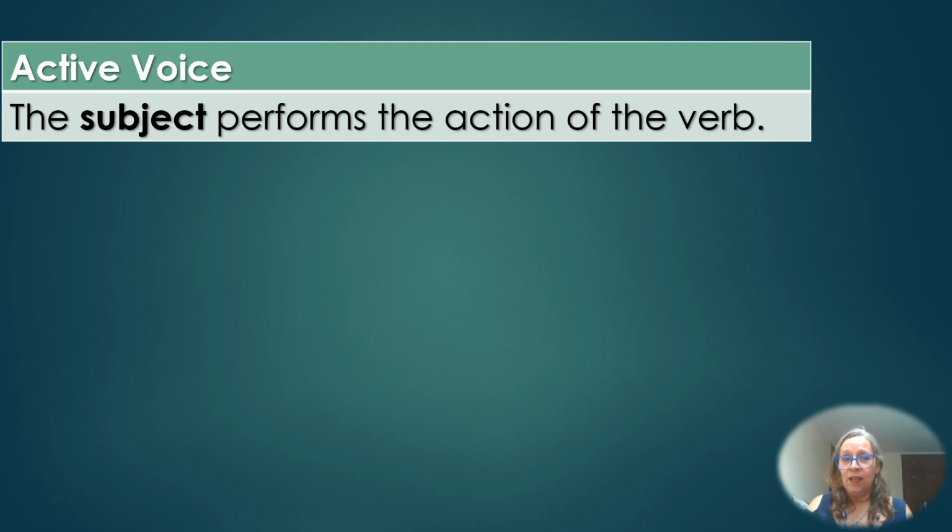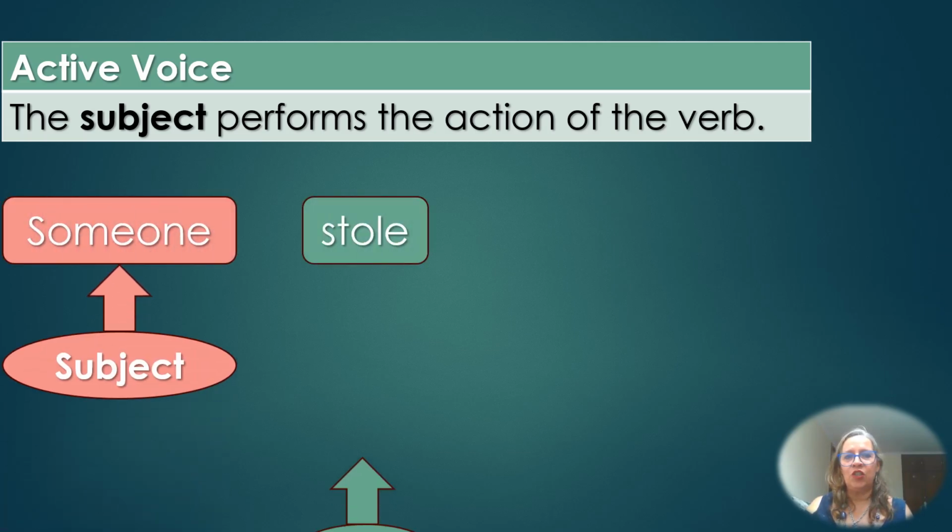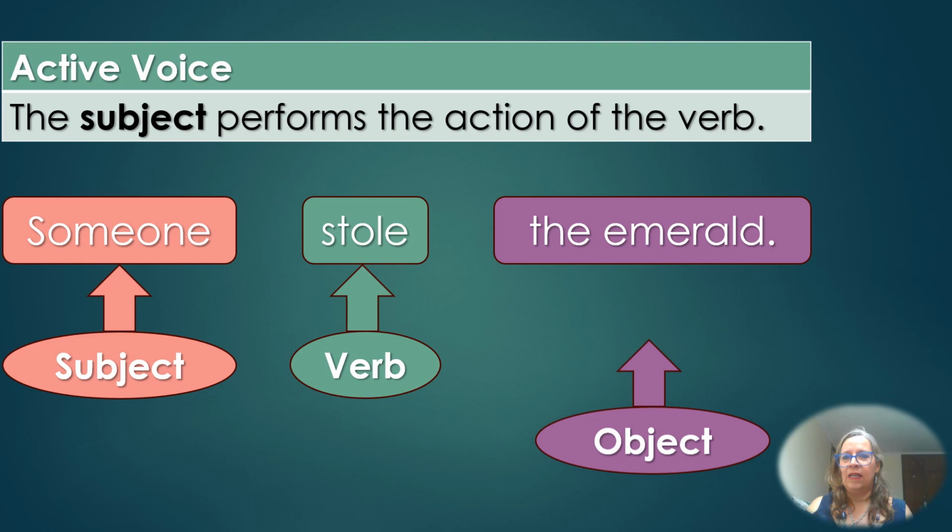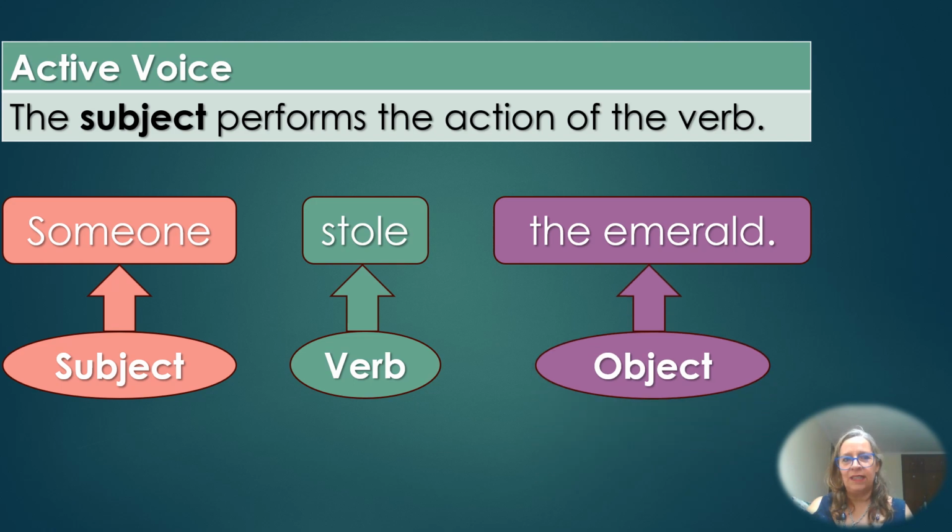Remember, in active voice, the subject performs the action of the verb. Someone is the subject, stole is the verb, the emerald is the object, and it forms this pattern, S-V-O. Someone stole the emerald.